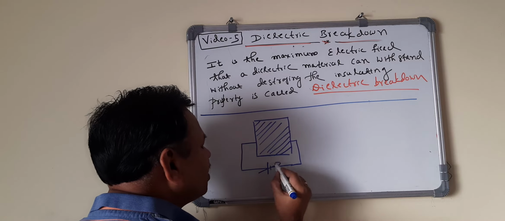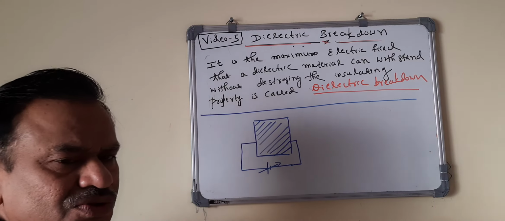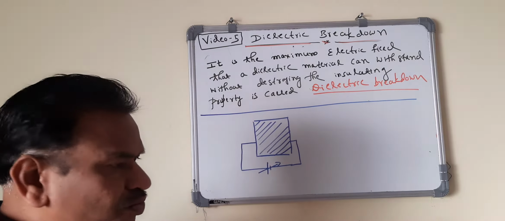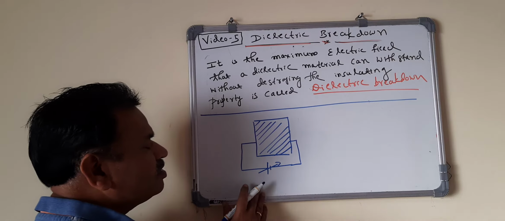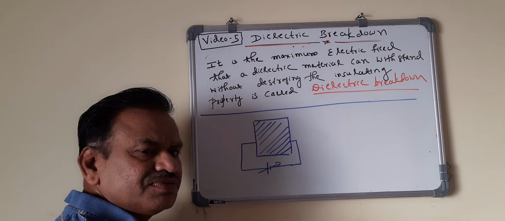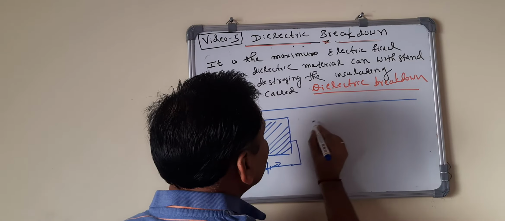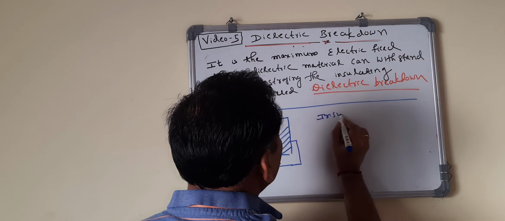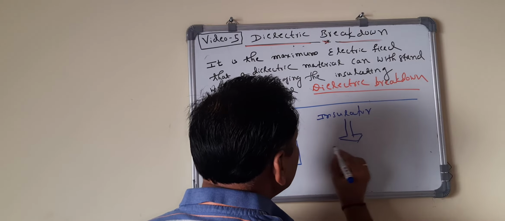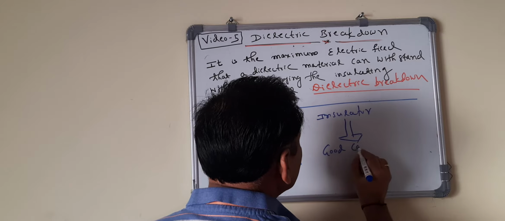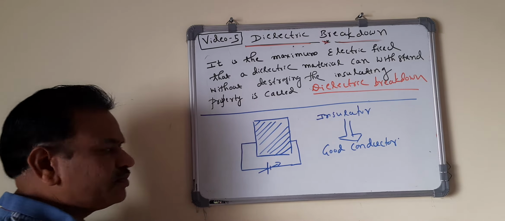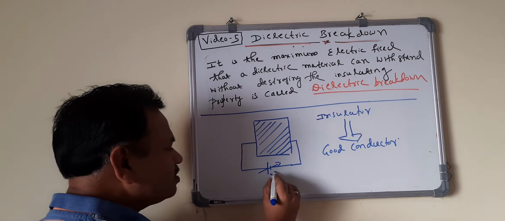I will go on increasing the voltage: 100 volt, 2000 volt, 3000 volt, 5000 volt. At one point of time, what happens? It loses its insulating property. Then it becomes a good conductor. The insulator becomes a good conductor, because of the applied voltage.